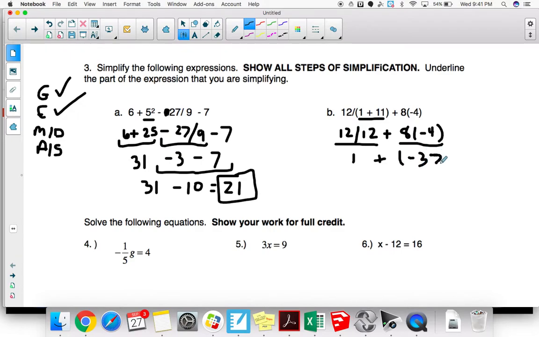So if I'm adding a negative, that's the same as subtracting. So we can think of that as 1 minus 32. Last year you learned that when they have opposite signs, you subtract and take the sign of the bigger number. So this would be a negative 31.